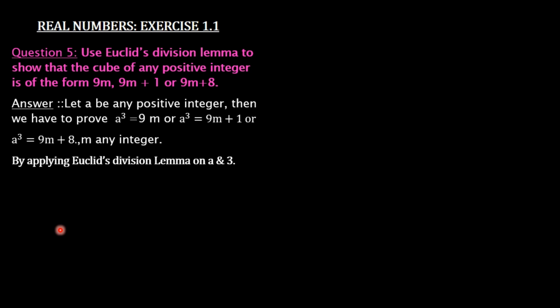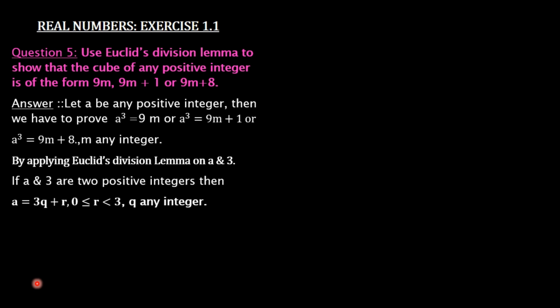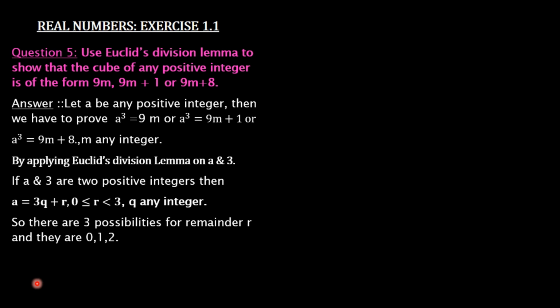Okay. Moving forward, if a and 3 are two positive integers, then a equals 3q plus r, where 0 is less than or equal to r, which is less than 3, and q is any integer. Okay. Then what are the possibilities of remainder? r equals 0, r equals 1 and r equals 2. So we have to check these three cases for proving our result.